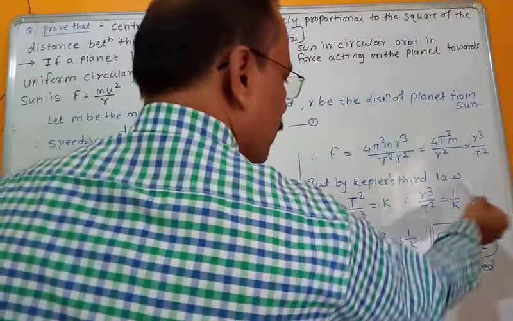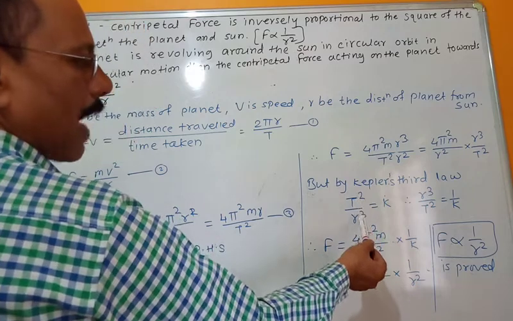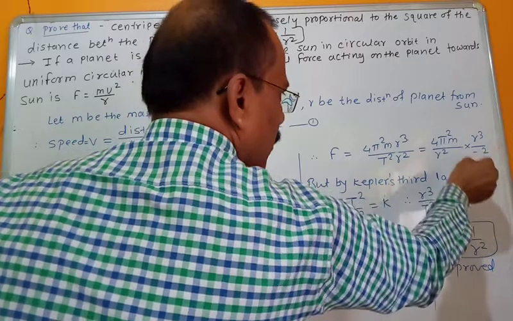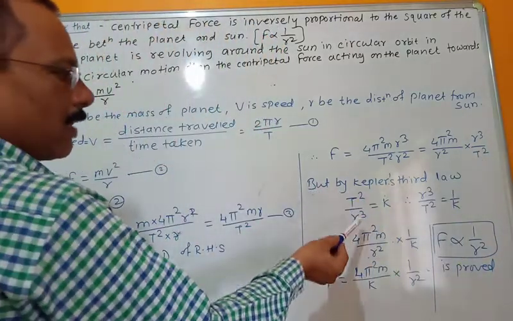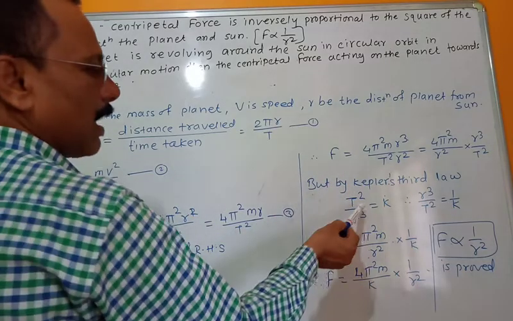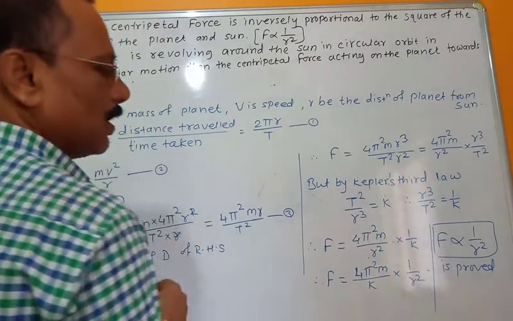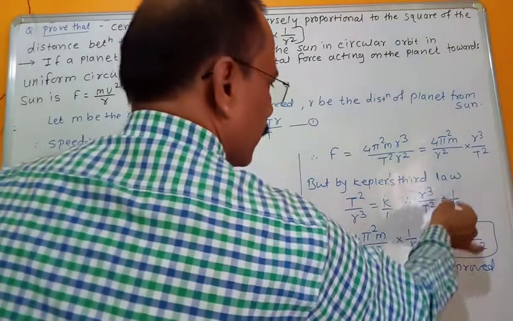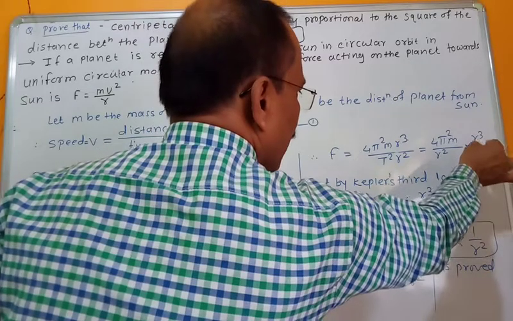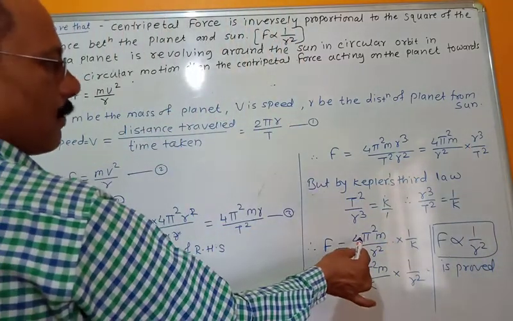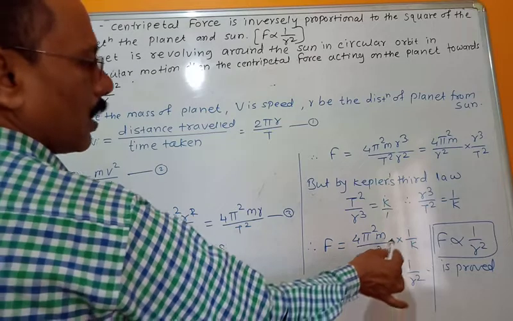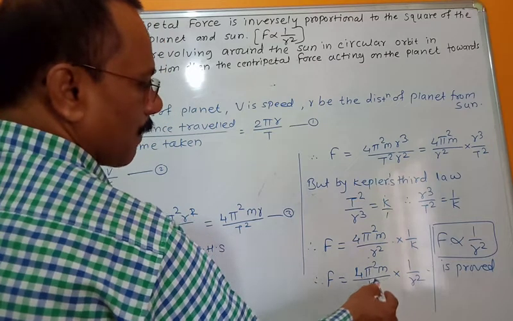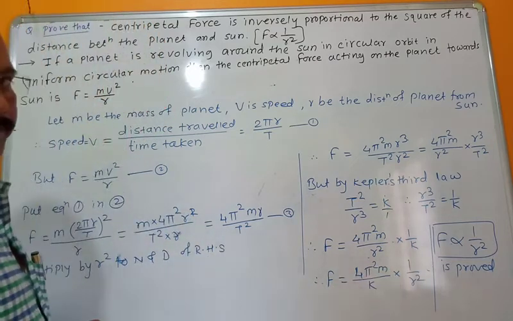But we know by Kepler's law that t square by r cube equals k. Taking the reciprocal, because we need the value of r cube by t square, we get r cube by t square equal to 1 by k. Put this value of r cube by t square equal to 1 by k here. Therefore F equal to 4 pi square m, divided by r square, into 1 by k. Take k here and r square here. Therefore F equal to 4 pi square m by k into 1 by r square.